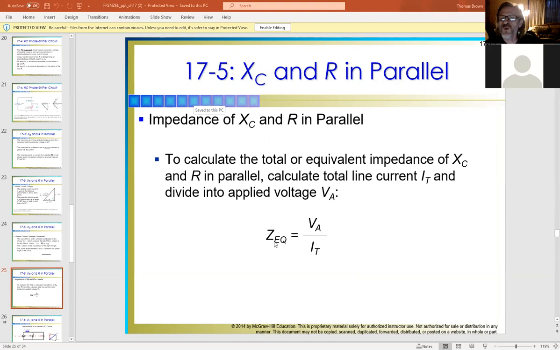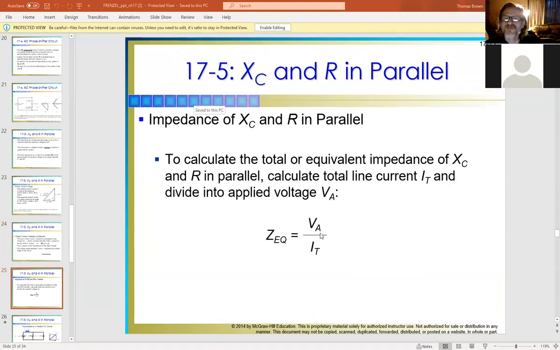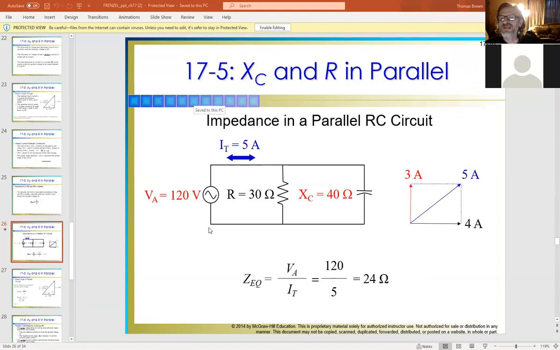Since we have parallel branches, if we're going to make a combination, the way we would do that is come up with a Z equivalent, which is simply our applied voltage over our total current. So we solve our total current, then we have the applied voltage, and we solve it out like that. And here is an example. In this case, we have a parallel network, one resistor and one capacitor element.